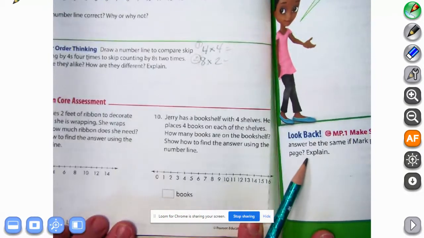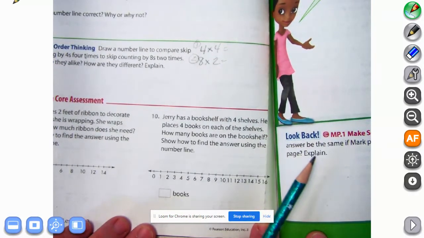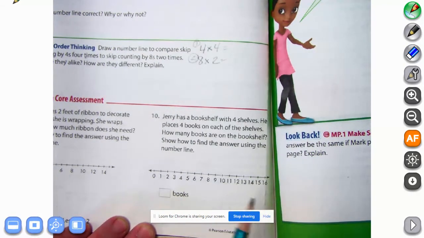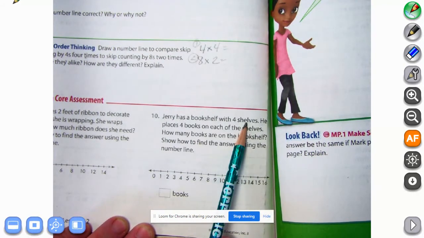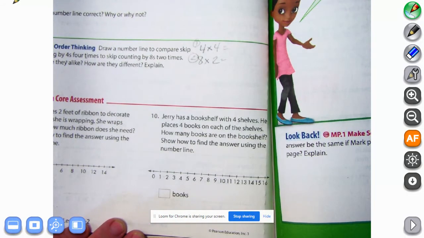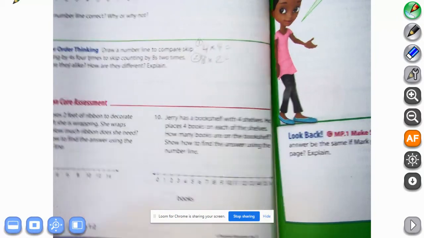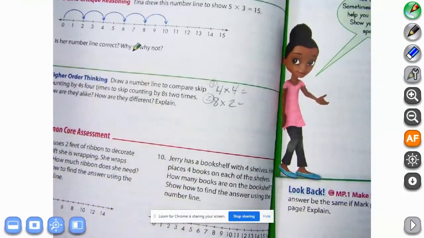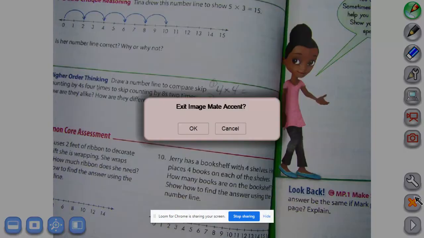Number 10, Jerry has a bookshelf with 4 shelves. He places 4 books on each of the shelves. How many books are on the bookshelf? So we need the total. Show how to find the answer using the number line. 4 groups of 4. 4 shelves with 4 books on each. Okay, so we will correct that tomorrow. So you will need to have that completed, filled out already on your own.